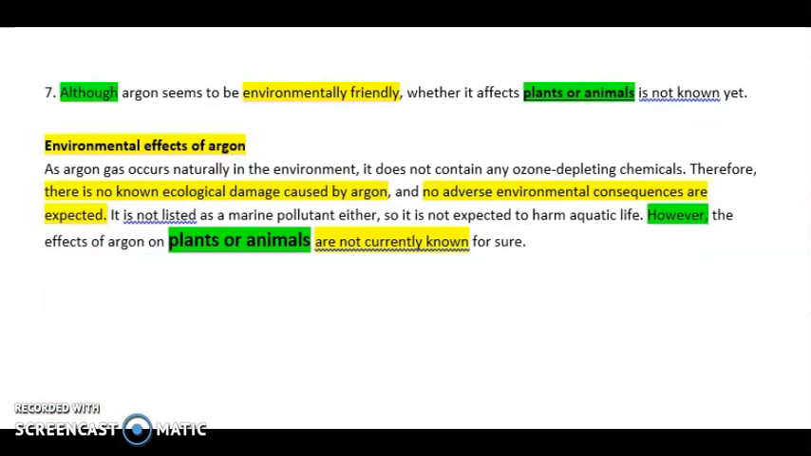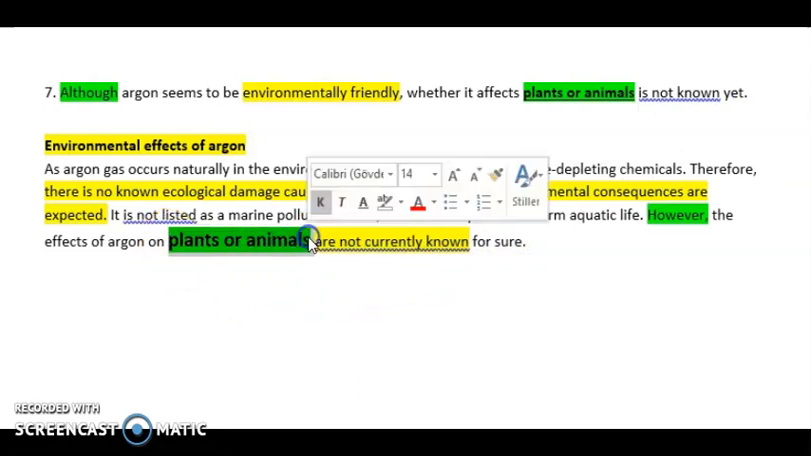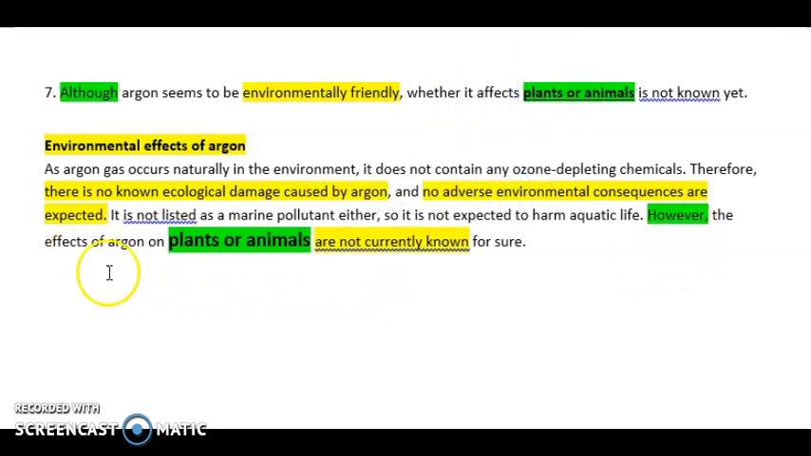Okay, what is the effect of argon on the environment? So it has some bad effects on our health, but what about the environment? Here, the question says, although argon seems to be environmentally friendly, whether it affects what is not known yet. Okay, it seems to be environmentally friendly. The reading says, there is no known ecological damage caused by argon and no adverse environmental consequences are expected. Okay, here the same thing. However, so you have although in the question, we have however in the reading text. The effects of argon on what are not currently known for sure, is not known yet. So its effects on what? Plants or animals. Okay, so if affect here is a verb, here you have effects of argon as a noun. The answer is plants or animals.